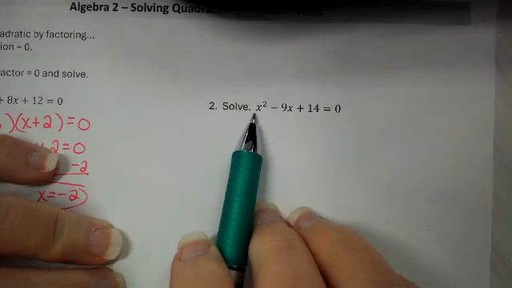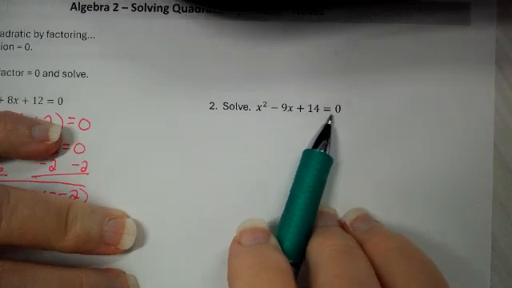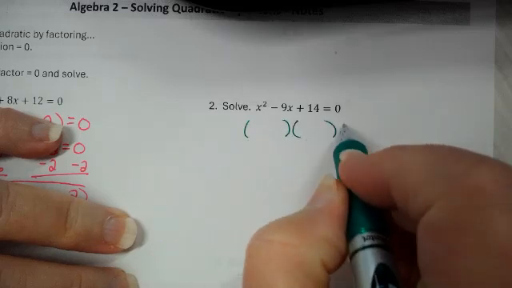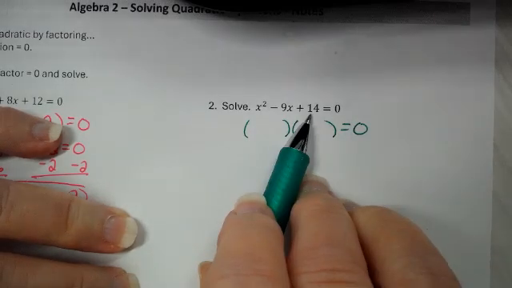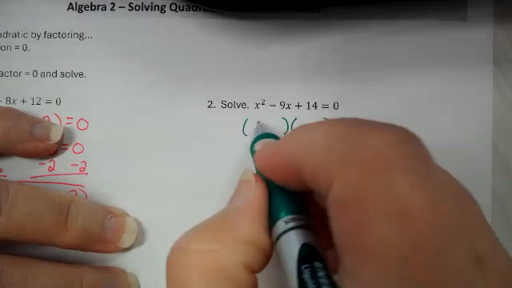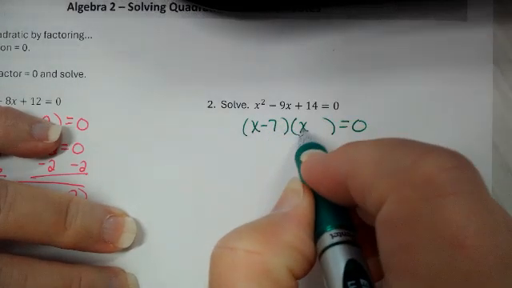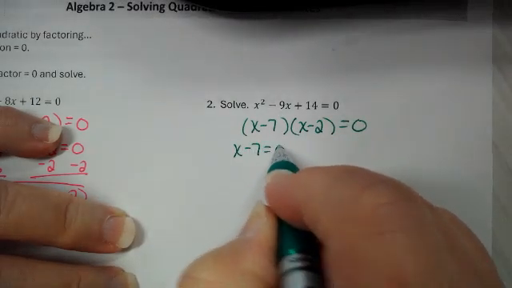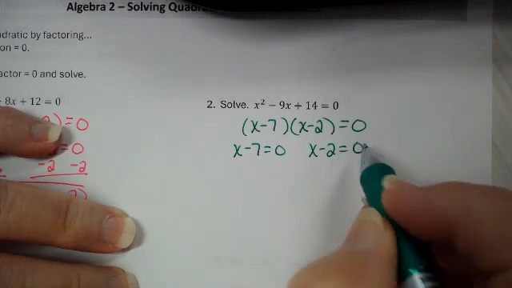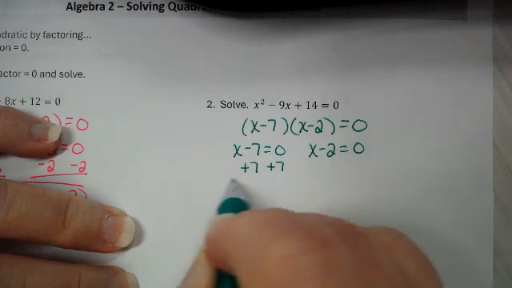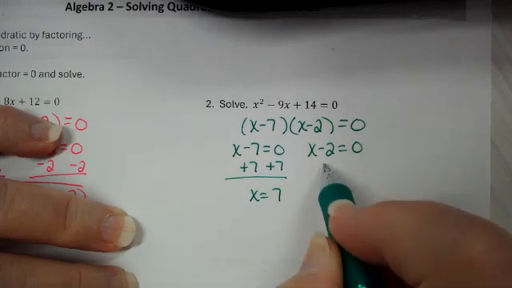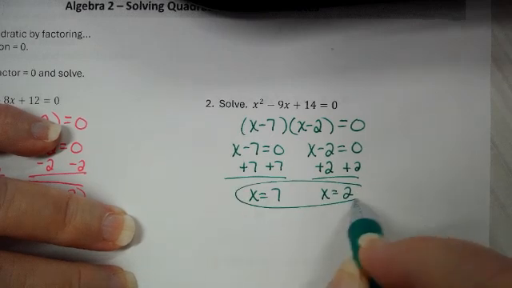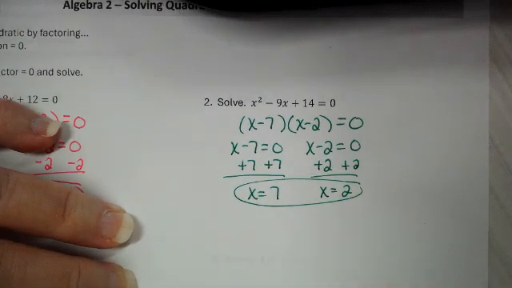Our next equation is very similar. X squared minus 9x plus 14 equals 0. I notice that it's already set equal to 0. So my job is to factor. What are the factors of 14 that add up to negative 9? That's going to be x minus 7 and x minus 2. So now I'm going to set each factor equal to 0. Add 7 to both sides, and x could be 7. Add 2 to both sides, and x could be 2. And those are my solutions to this equation.